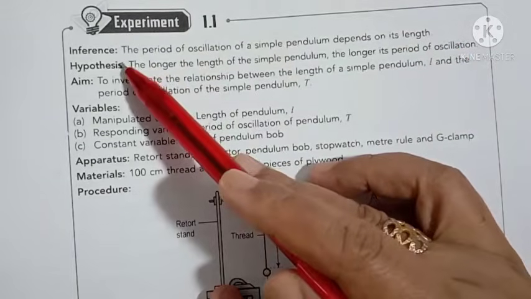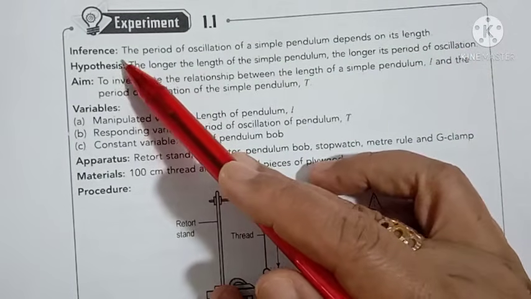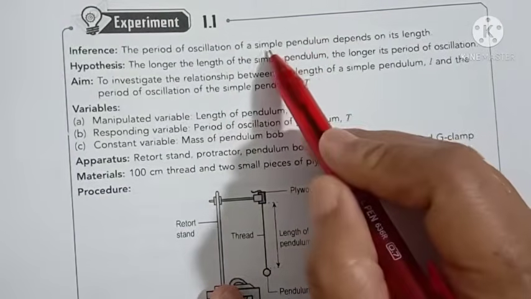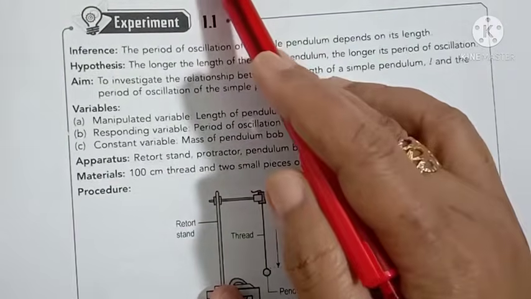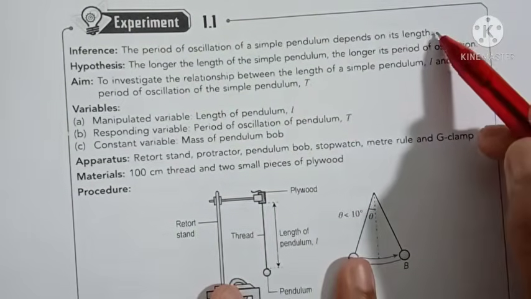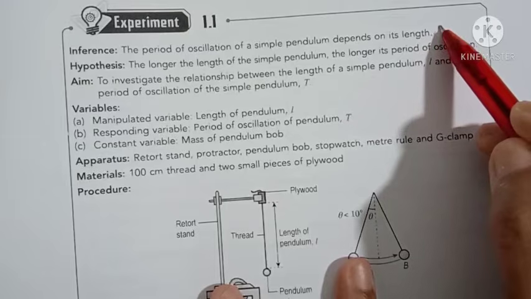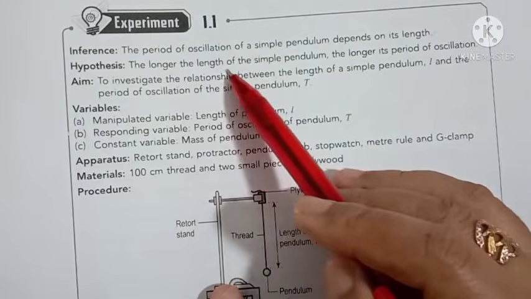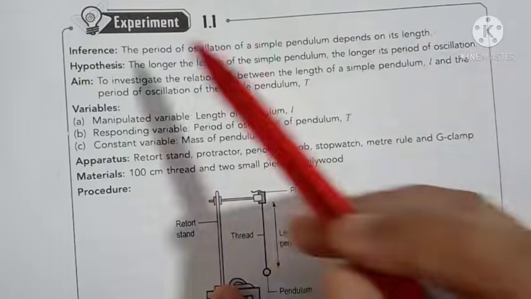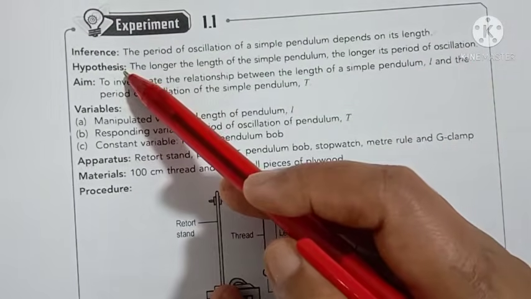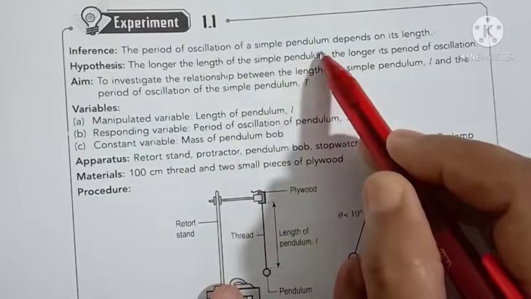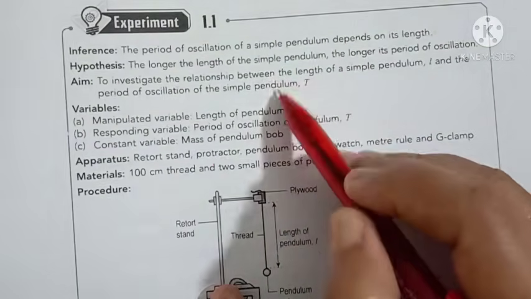Okay, so for this one, inference: for the period of oscillation, we can use the swing because this refers to the diagram, which is a swing. The period of oscillation of the swing depends on its length. So this one is accepted. Okay. Hypothesis: the longer the length of the pendulum, the longer its period of oscillation. Hypothesis is the predicted result for the experiment to be carried out. So you cannot use the word swing anymore because this is related to the experiment.